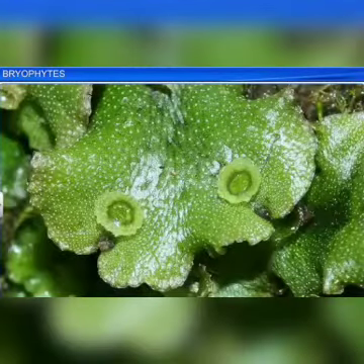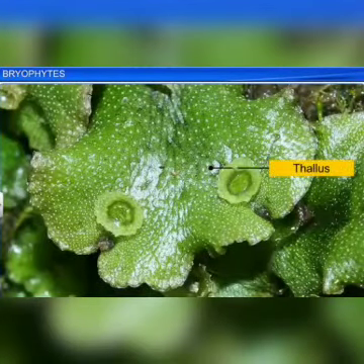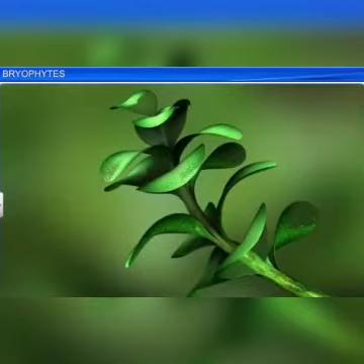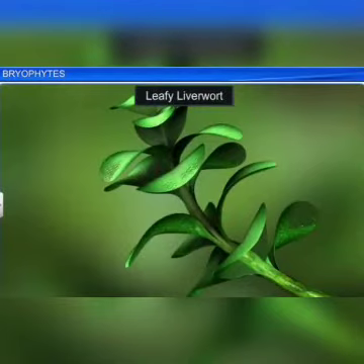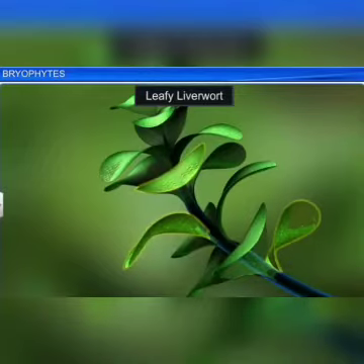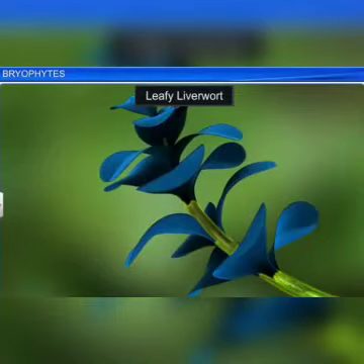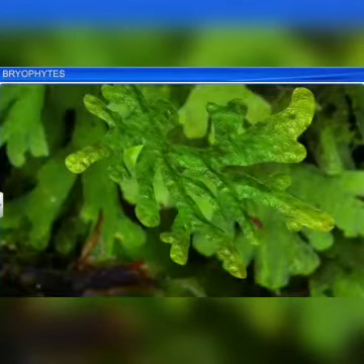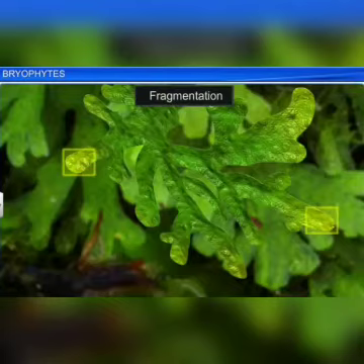The plant body, a thallus, is dorsiventral and appressed to the substrate. However, in the case of leafy liverworts, the plant body bears tiny leaf-like appendages in two rows on the stem-like structures. Liverworts reproduce both asexually and sexually. In the case of asexual reproduction, we observe fragmentation of the thallus.